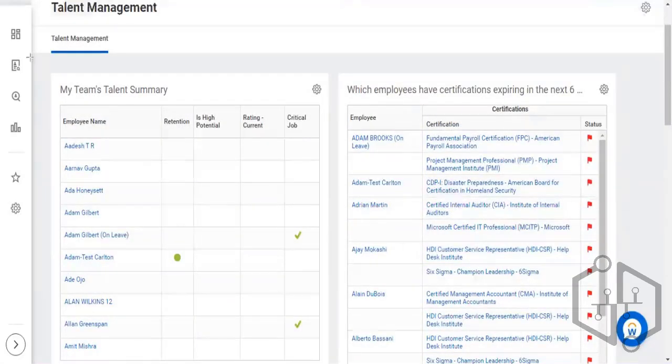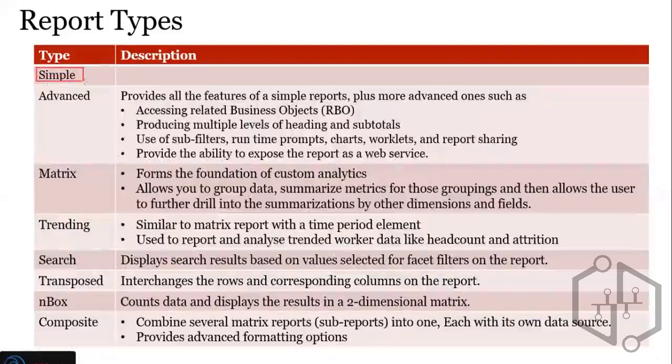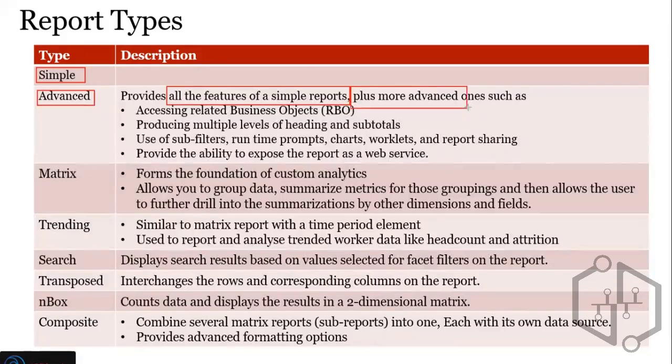So the first report type is a simple report. Now, for any practical purposes, we do not create a simple report. The reason for that is the next category of reports that we have, which is advanced. Advanced reports basically provide all the features of simple reports, plus they give us more advanced features.